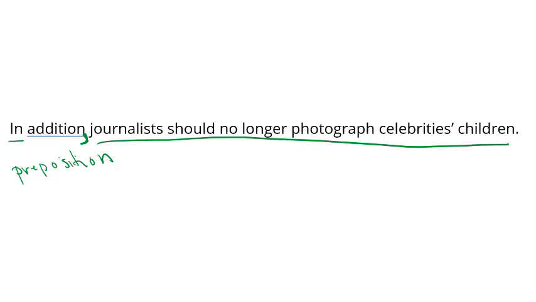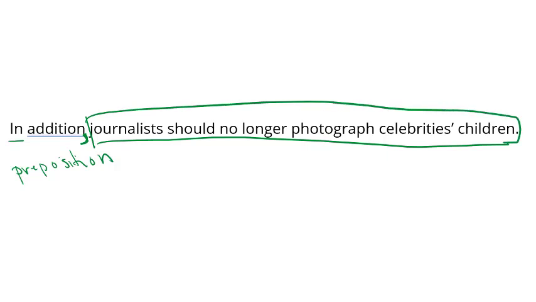So in this example, we probably mentioned a comment before this sentence, but here we have a complete sentence: "Journalists should no longer photograph celebrities' children." So what does this tell us? That means that we probably stated something before, and reasons why journalists should no longer photograph anything or do something. And so we're adding that info there.